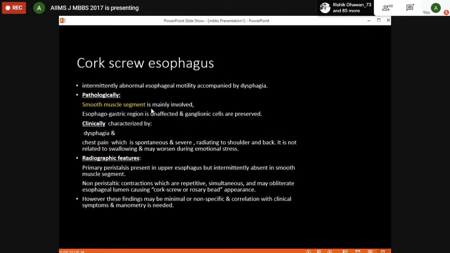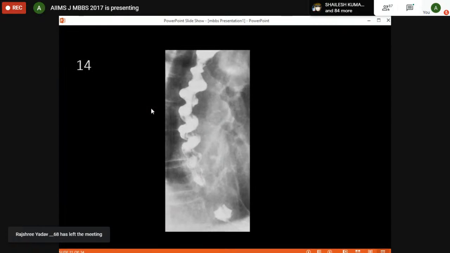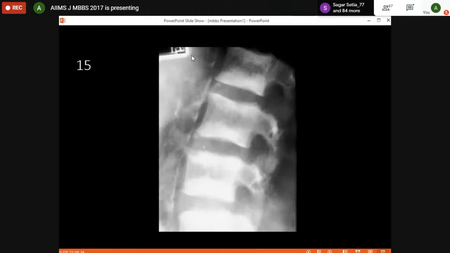Okay, so corkscrew esophagus, not going into the details. Basically, there are some non-peristaltic contractions that are taking place in the esophagus. And since there are multiple contractions which are not going through, it gives rise to a corkscrew-like appearance. Okay, just one last one to go. Yeah, very simple again.